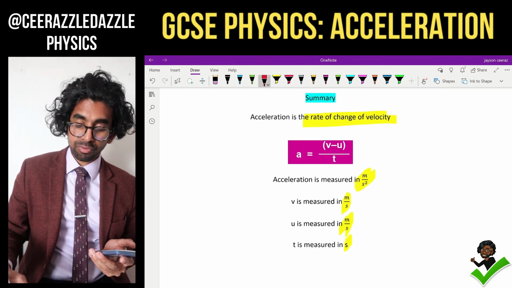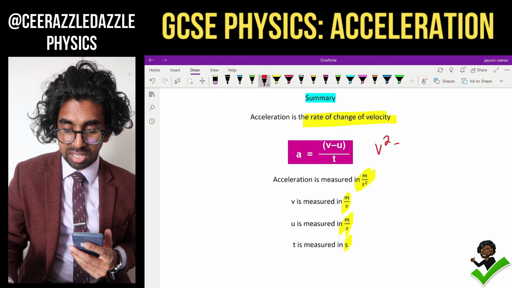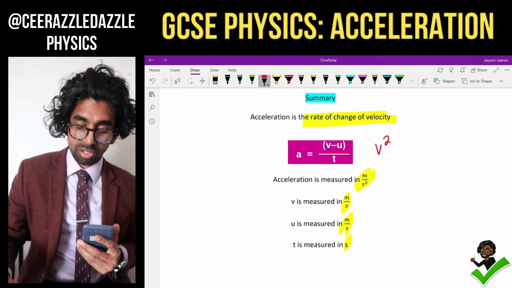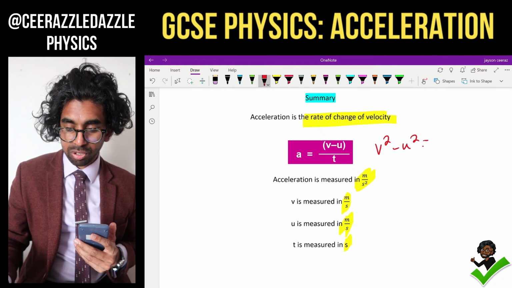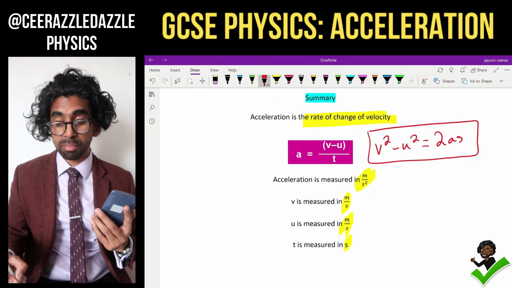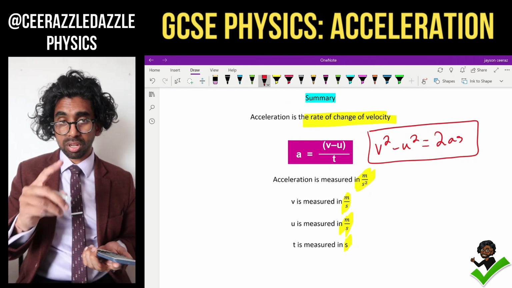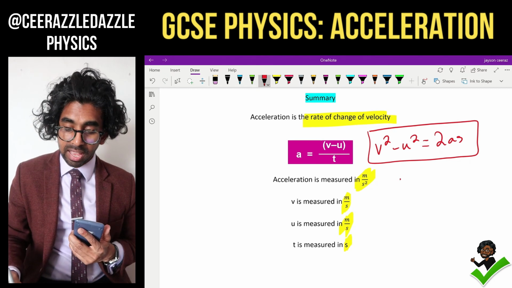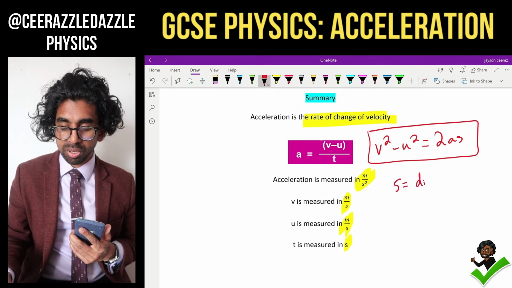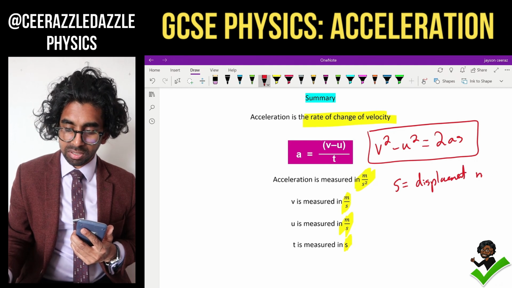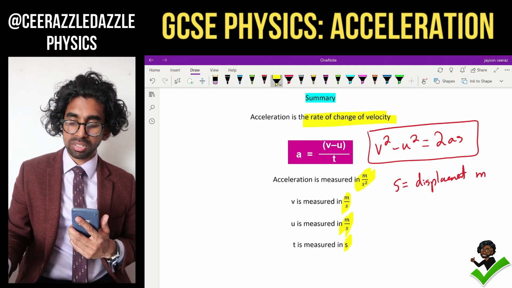And we have the advanced formula: V squared minus U squared is equal to 2AS. That's the advanced equation which we have to use as well and manipulate. Make sure as well if you're asked to rearrange it to make V the subject, you have to square root the thing here. And S represents the displacement measured in meters.